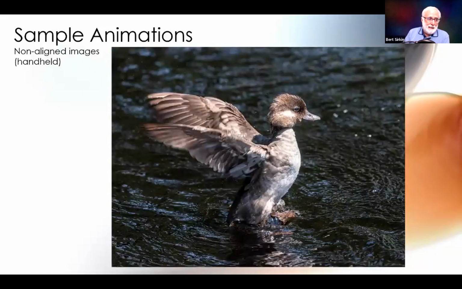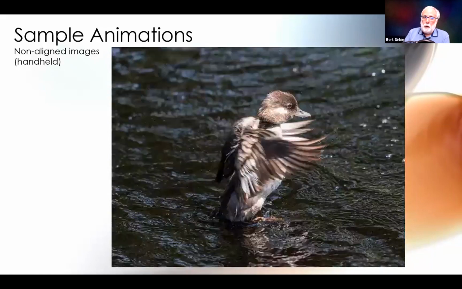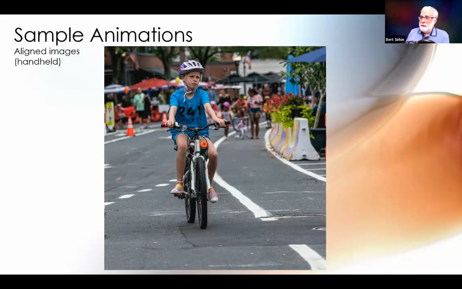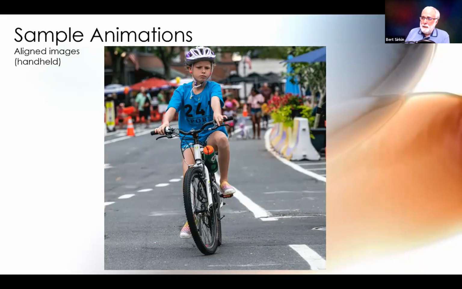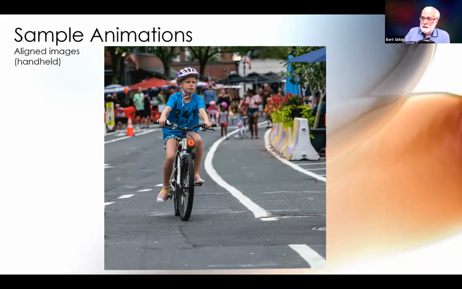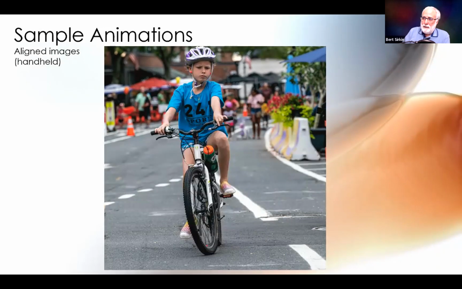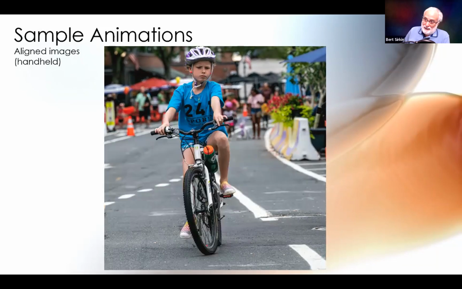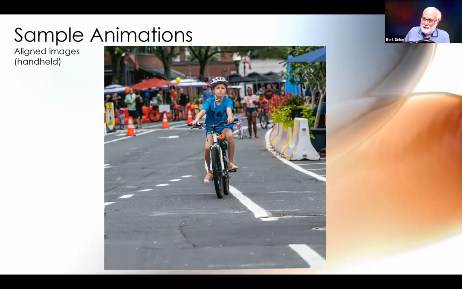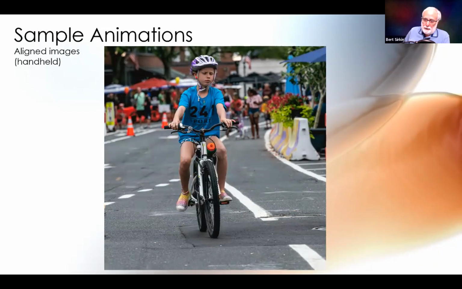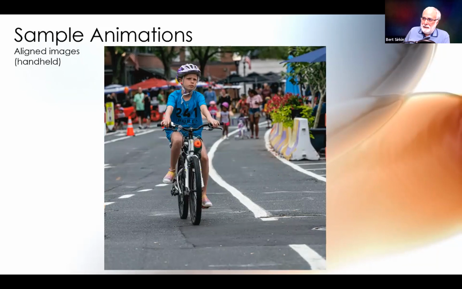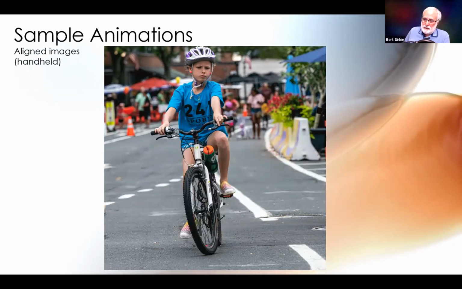Okay. In this next one, this next image was aligned. This is handheld. And you see by aligning it, look at the background. You can see the people moving in the background, but even though I didn't hold the camera exactly steady, which I didn't, because before I aligned it, it was very jerky looking. You can see that in this case, the alignment did a really nice job.